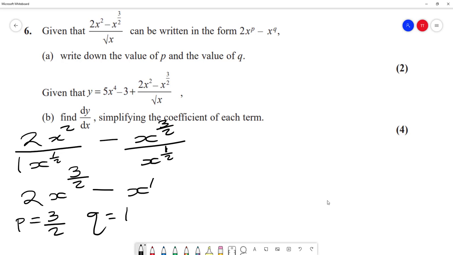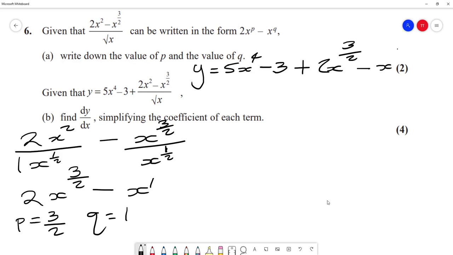So now it says, given that y equals 5x to the power 4 minus 3 plus what we had before, we can now differentiate this. So I'm going to write it as y equals 5x to the power of 4 minus 3. Now this is what we had before, and we know what that is now. It's plus 2x to the power of 3 over 2 minus x to the power of 1.